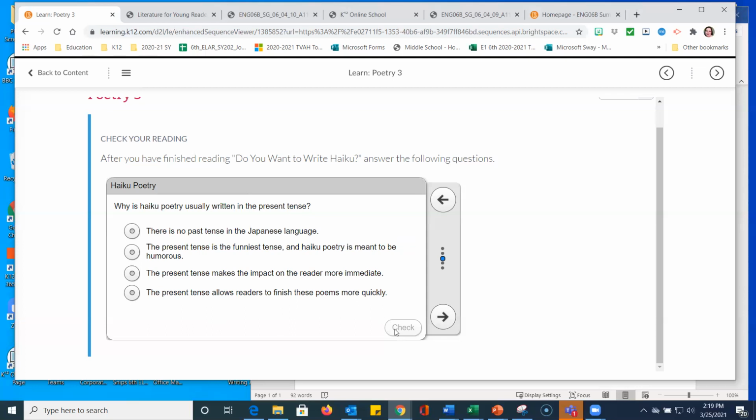Choose your answer, check your answer. Once you know the correct answer, copy and paste the question and correct answer into your review document.